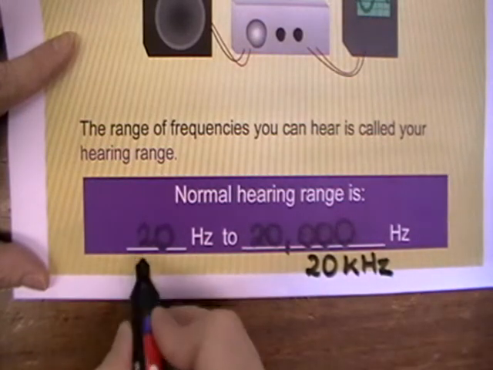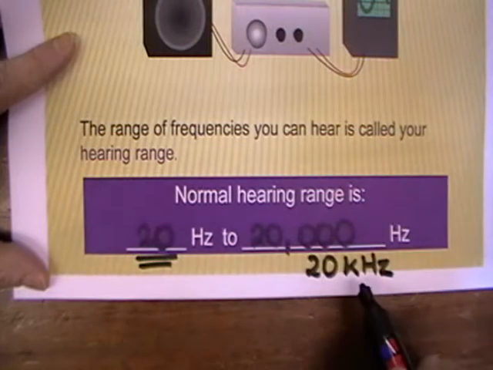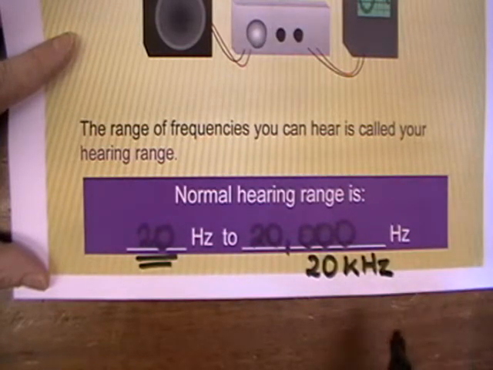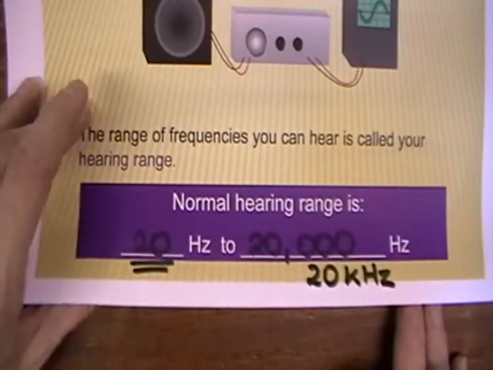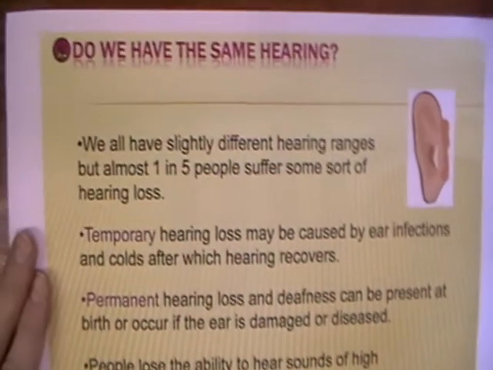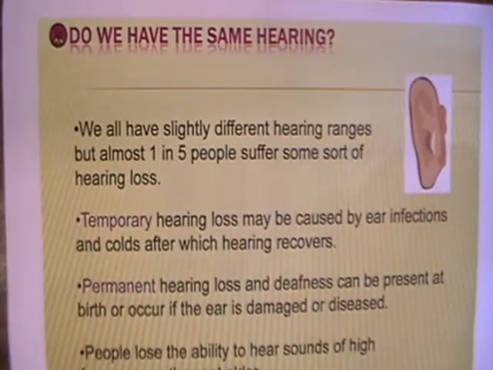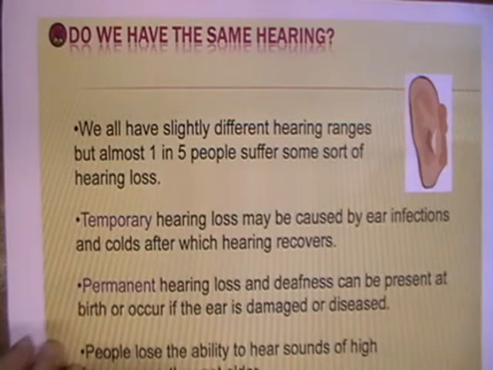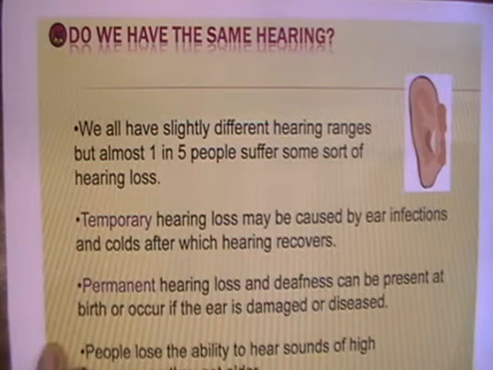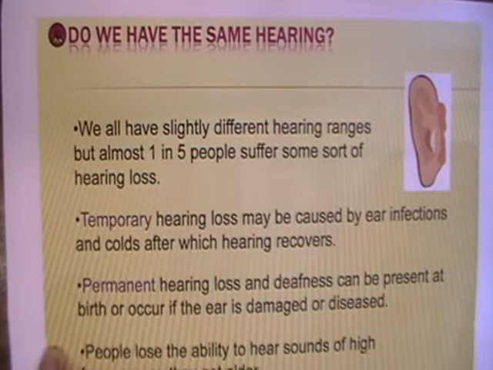Now, some of you were able to hear a frequency lower than 20. You'll not be able to hear a frequency higher than 20 kilohertz. That's called ultrasound, and it's only heard by certain mammals like mice and so on. Do we all have the same hearing? The answer is no. We all have a slightly different hearing range, but almost 1 in 5 people suffer some sort of hearing loss. You may suffer a hearing loss temporarily if you have an ear infection, or you have a cold, or possibly you've been out for a night somewhere where there was a loud noise and you hear ringing in your ears when you come in, but that eventually goes. That's a temporary hearing loss.